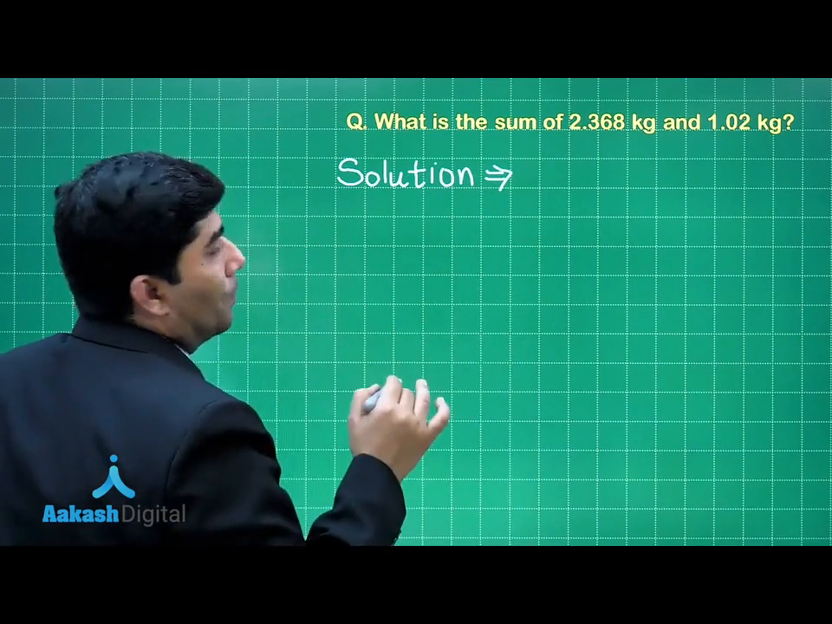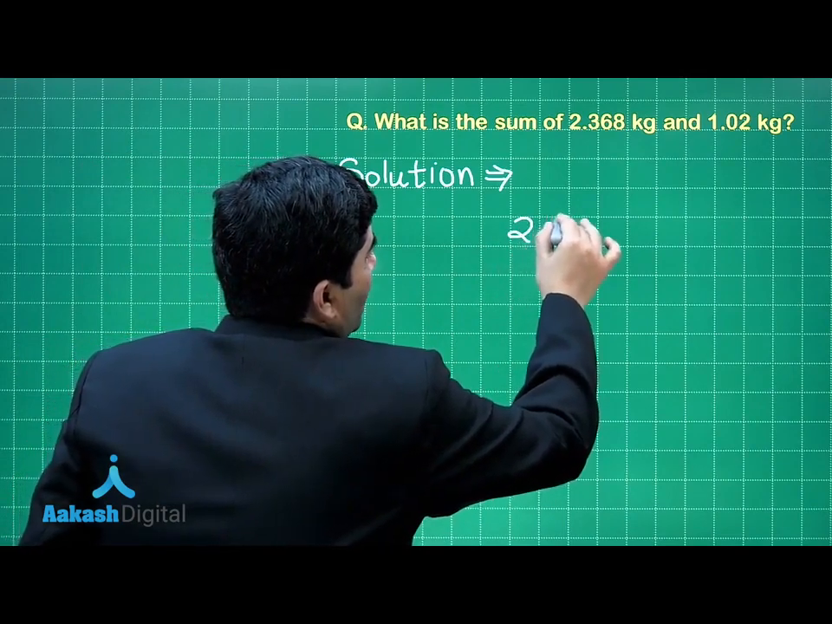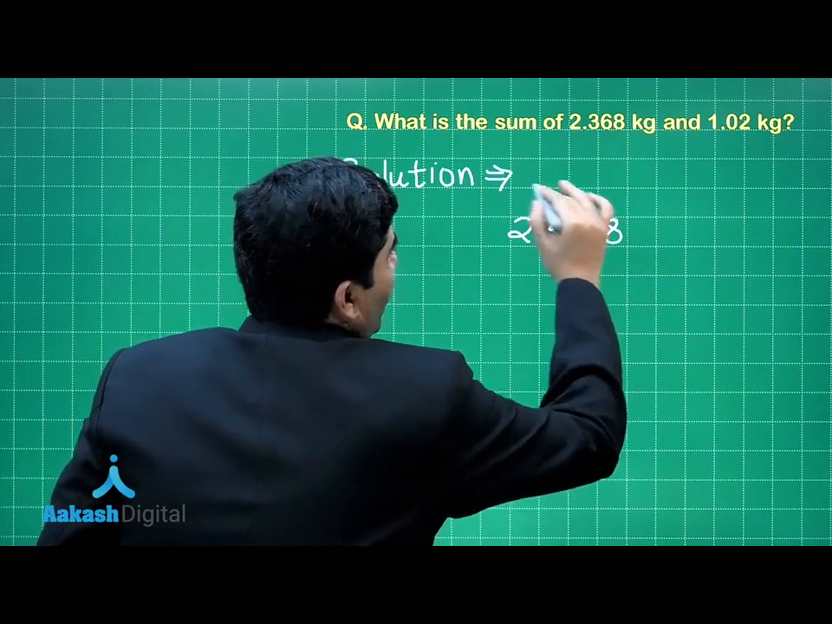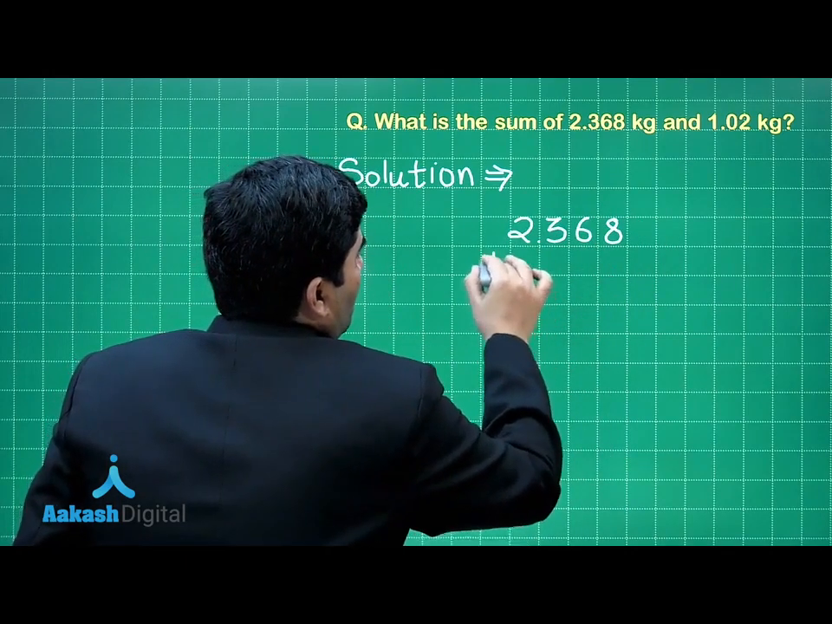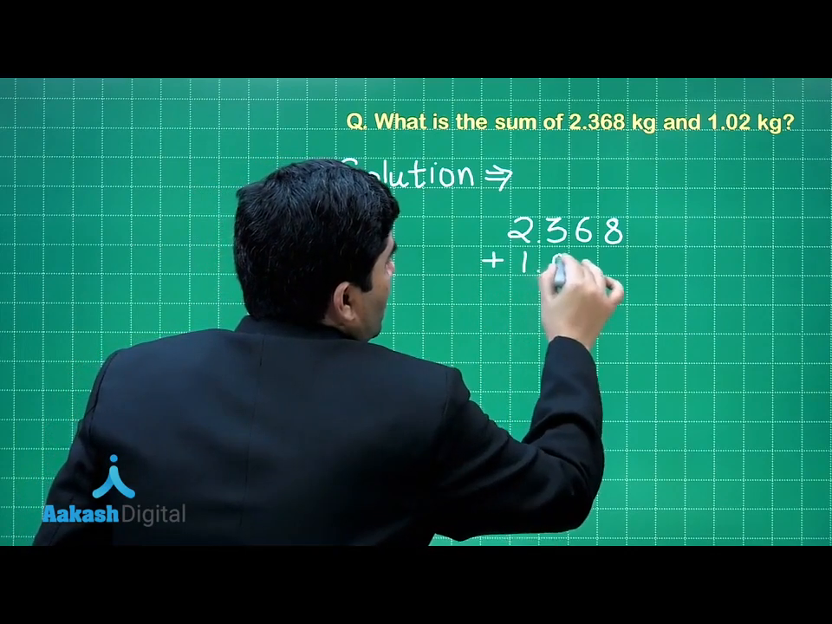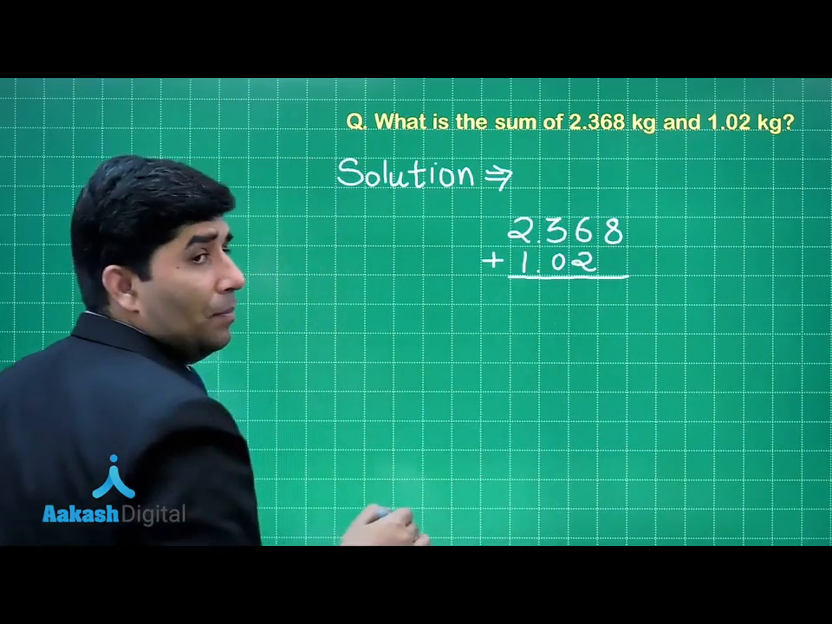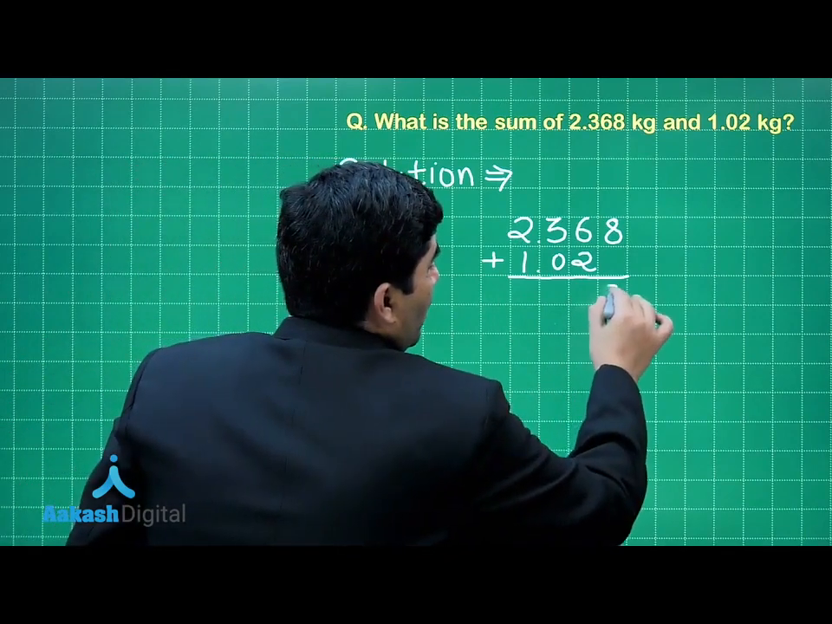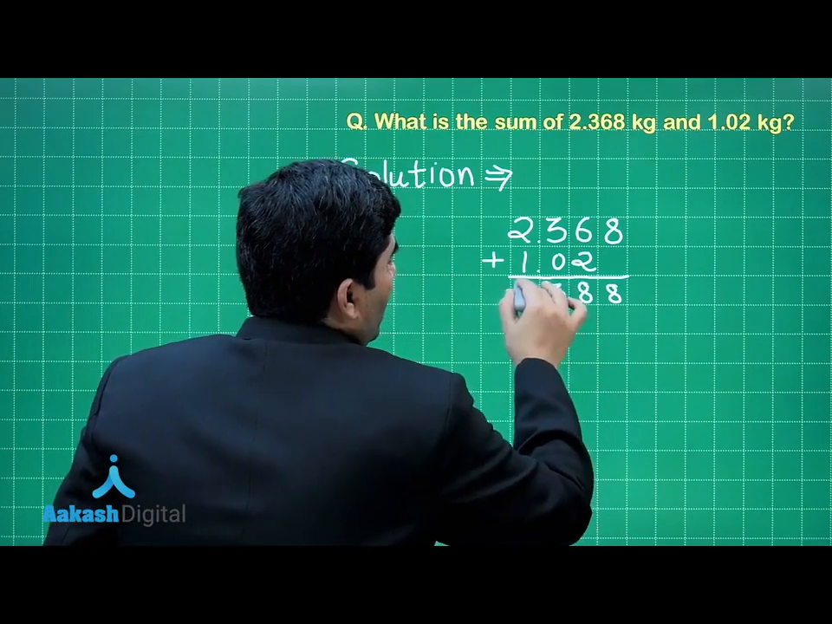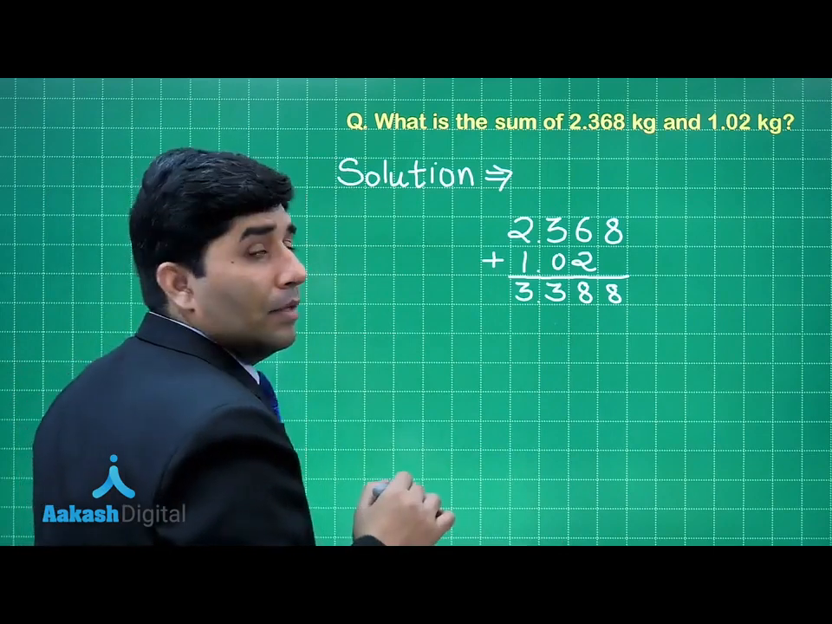Now we have to add them. So 2.368 plus 1.02, and if we add them we will get 3.388, with one decimal between the 3 and the 3.